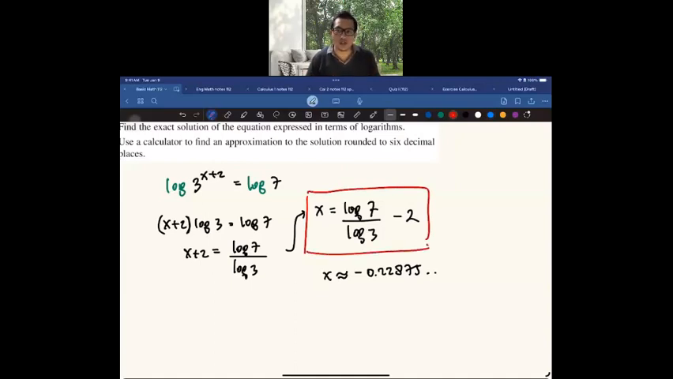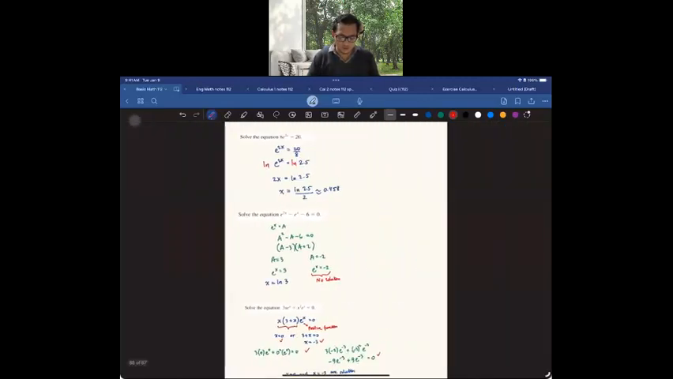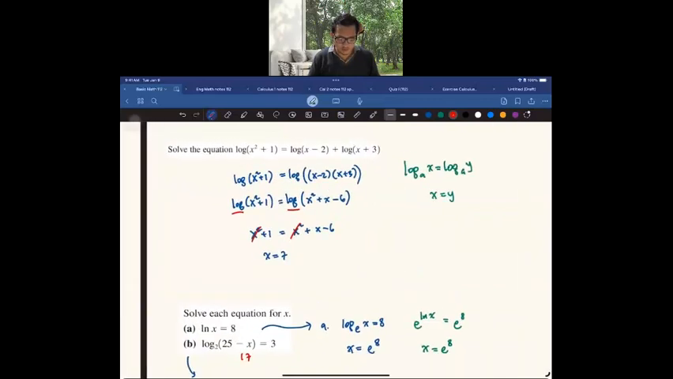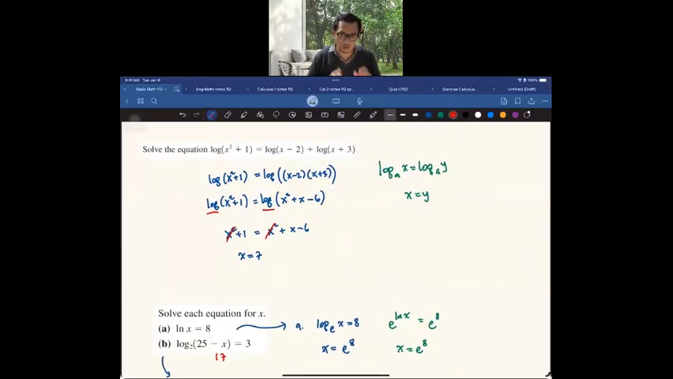No need to worry on how to make it into simplified. If you just end up to here, this is okay. This is an answer for me. So here's another one here, and this another one here. So you are expected to be able to solve this.